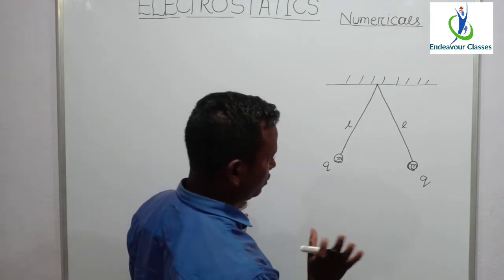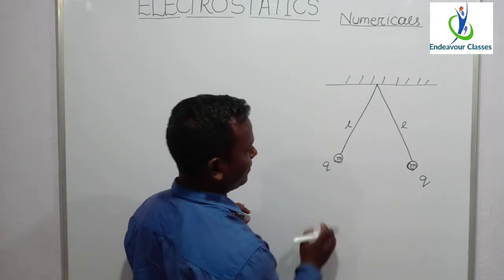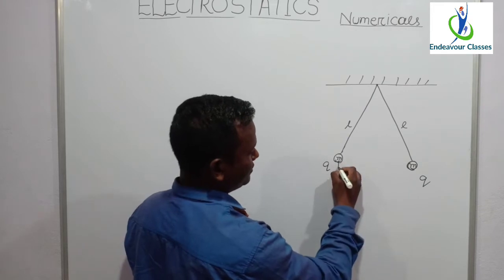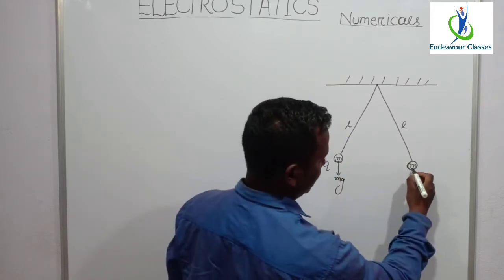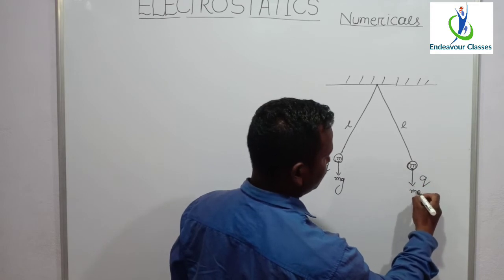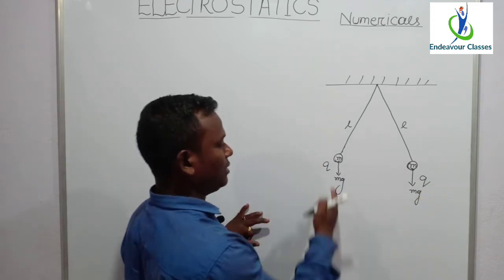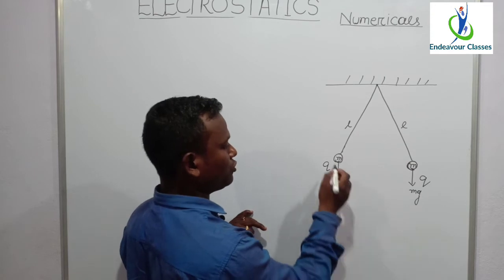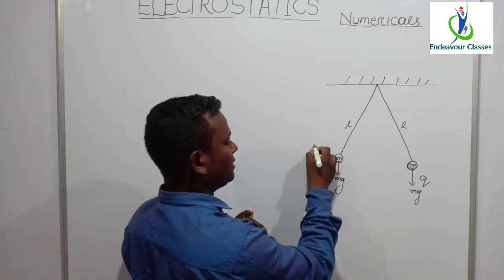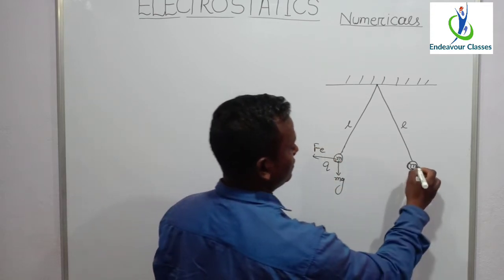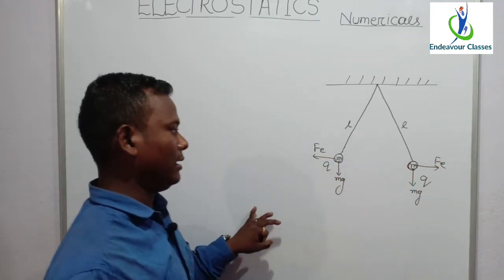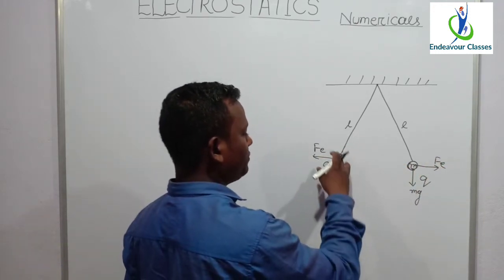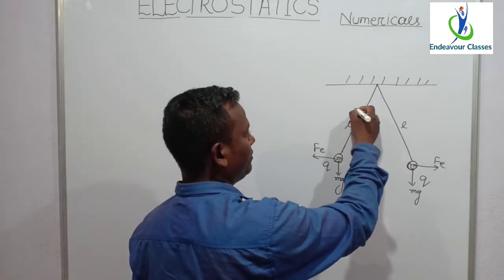Then let us analyze all the forces acting on these charges. So you will see, if this is mass m, there will be weight mg acting vertically downwards. In this case also the weight will be mg acting vertically downwards. Now as these are like charges, the force will be repulsive. So let this be the electrostatic force. This will be the same as the previous one, and by virtue of these forces a tension will be developed in the string.